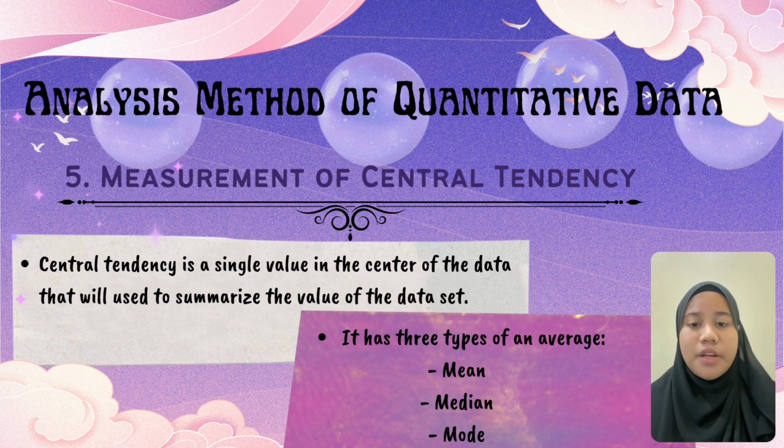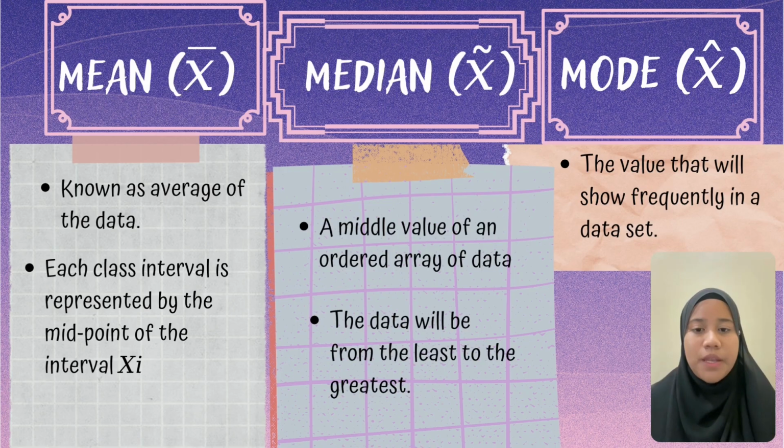Next is measurement of central tendency. Central tendency is a single value in the center of the data that will be used to summarize the value of the dataset. There are three types of average: mean, median, and mode. Mean, known as the average of the data; median, the middle value of an ordered array of data; and mode, the value that will show most frequently in the dataset.